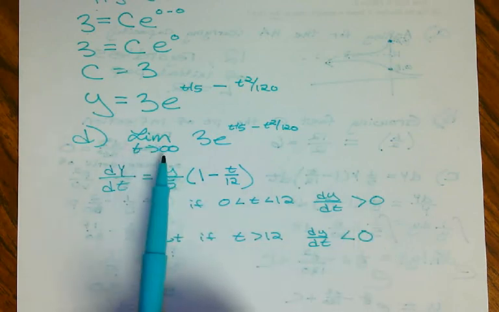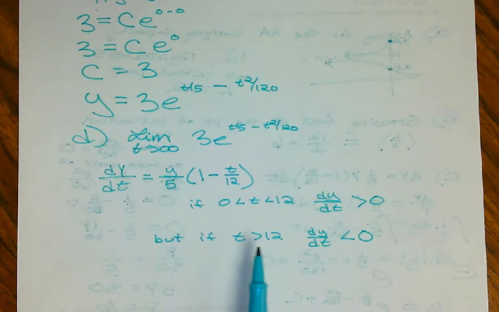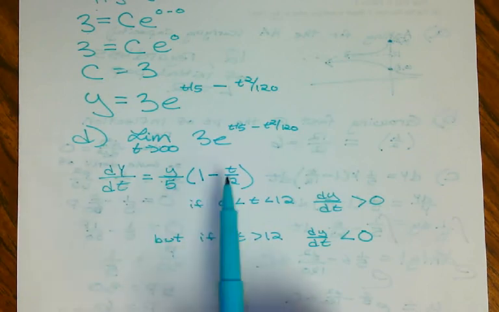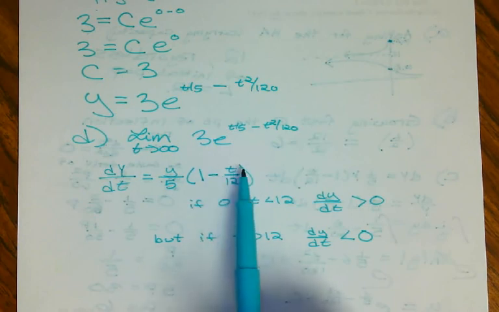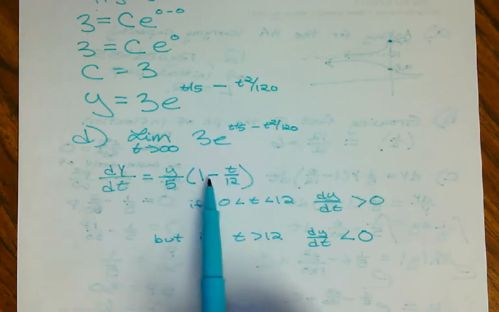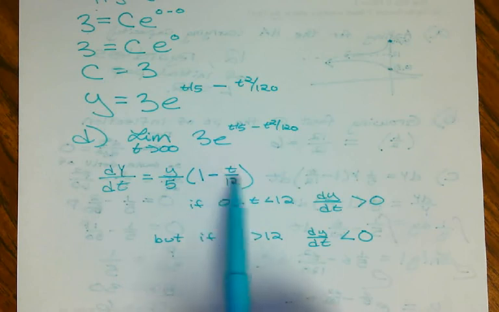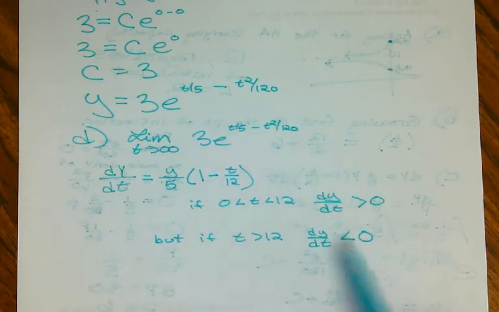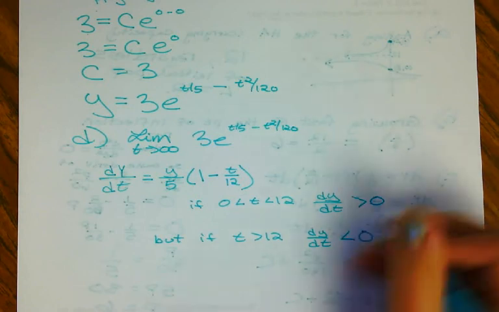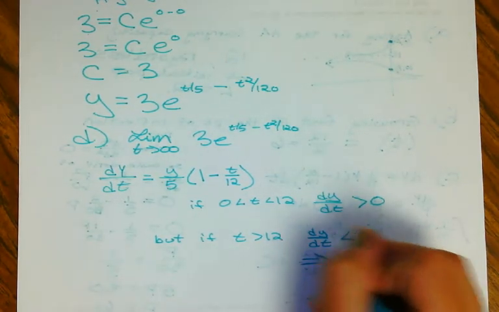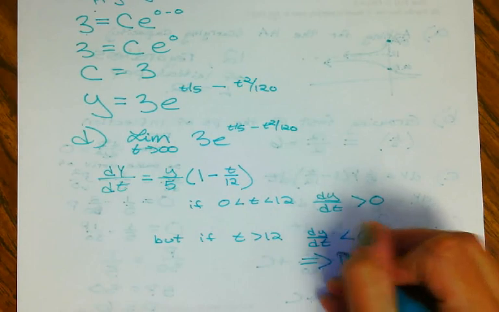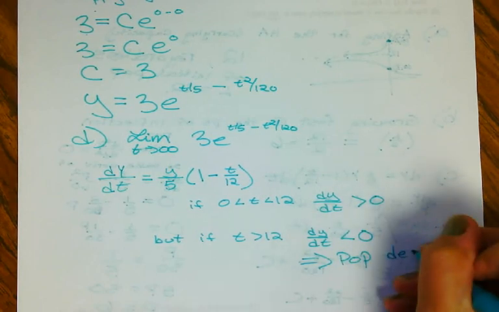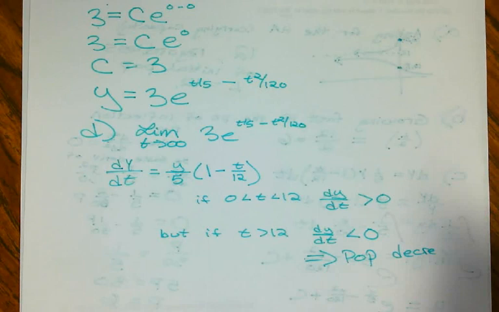But if t is approaching infinity, that means t is going to be a heck of a lot bigger than 12. And if you plug in a number that's a lot bigger than 12, you're going to get 1 minus something that's bigger than 1, because a million or whatever divided by 12, 1 minus that, is going to be negative. So that means your change in population is going to be negative, which implies that your population is going to be decreasing.